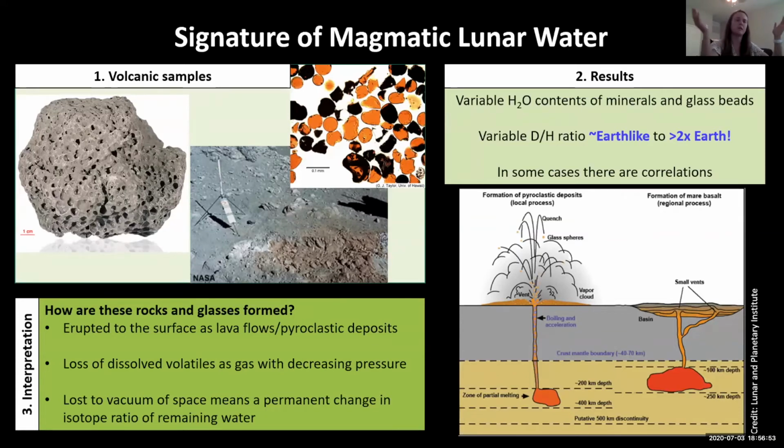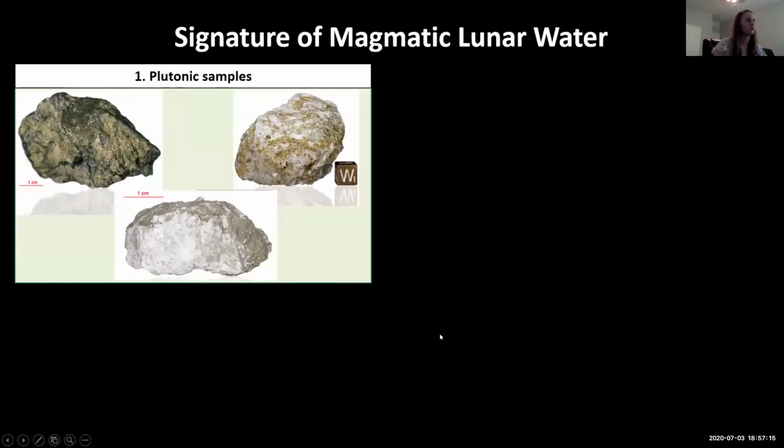So if you're losing hydrogen to space, you're going to change the deuterium to hydrogen ratio of what's left and what's recorded in that rock once it cools. So we can directly tie volcanic and magmatic processes that happened in lunar samples to the variability in their water contents and their hydrogen isotope compositions.